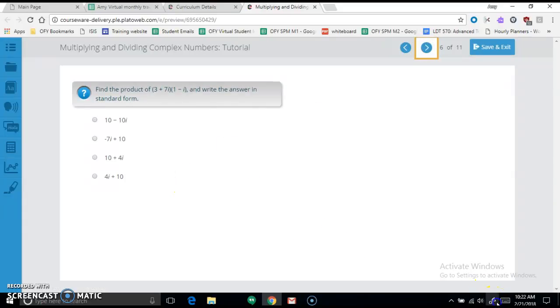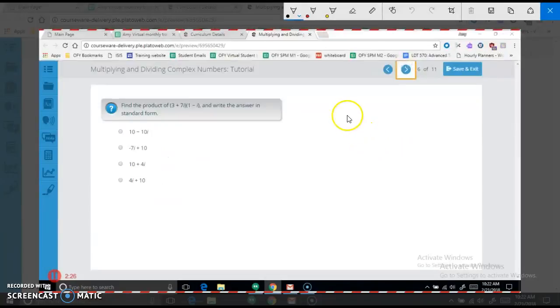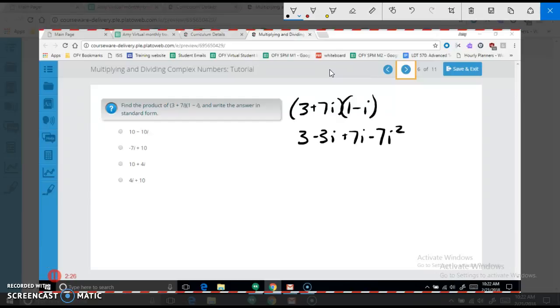Okay, so then let's go ahead and do this one together. So this is just going to be FOIL: 3 plus 7i times 1 minus i. So 3 times 1 is 3. 3 times -i is -3i. 7i times 1 is 7i. 7i times -i is -7i squared.